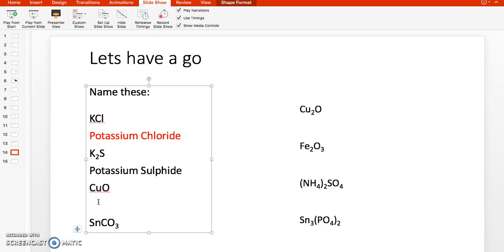This example here is one of those transition metals which has multiple charges. We can see that it's CuO. We know that O has a -2 charge, so this copper must have a +2 charge. Therefore, it is copper 2 oxide.